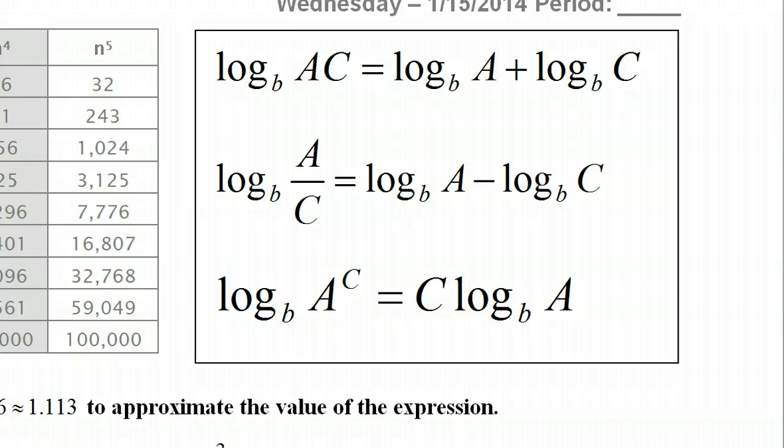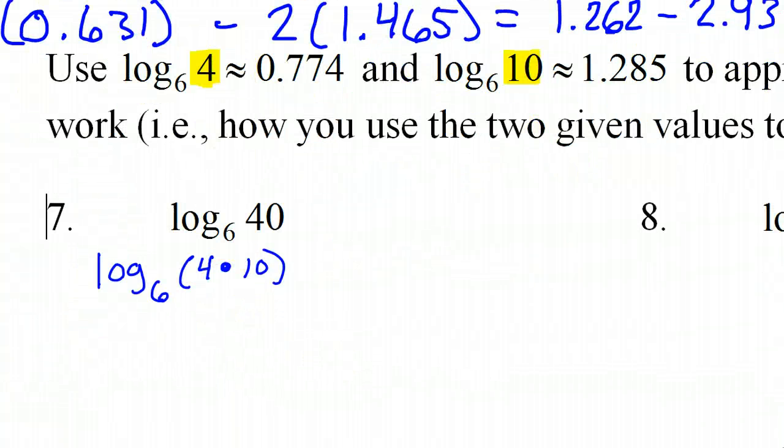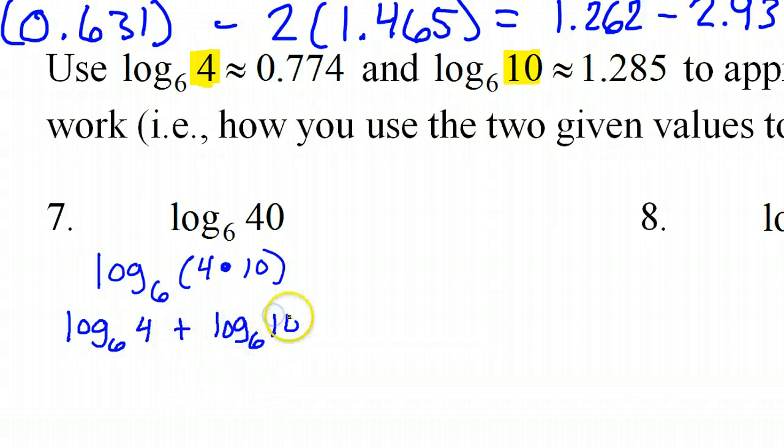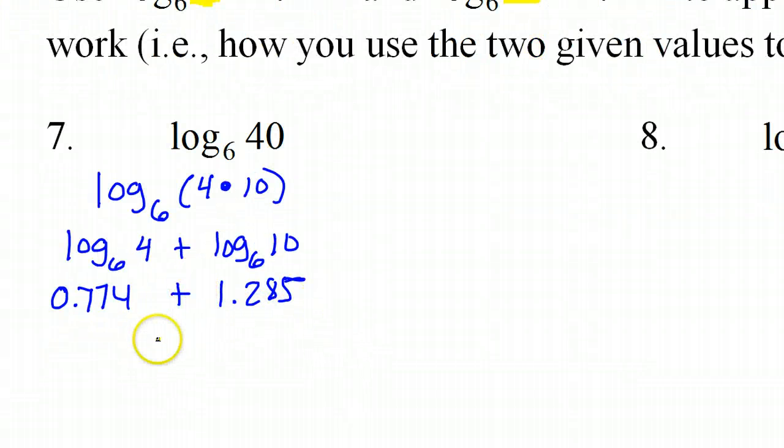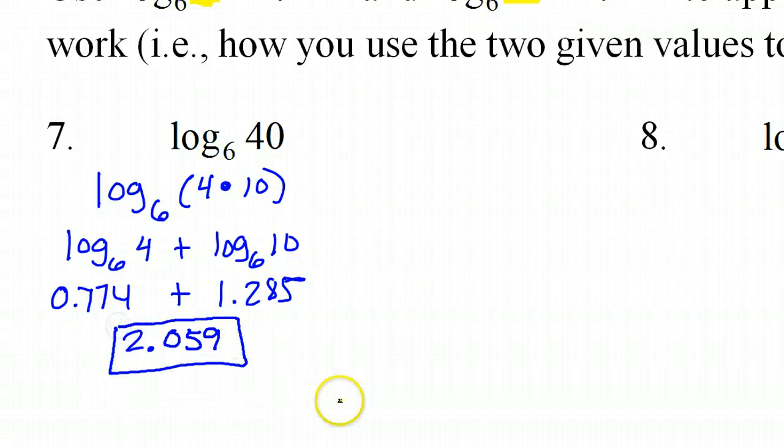Okay, so that's going to give us log base 6 of 4 plus log base 6 of 10. And we have both of these decimals, so that's just 0.774 plus 1.285. All right, use your little bootleg calculator to find the final answer. It's 2.059. All right, there's number 7.